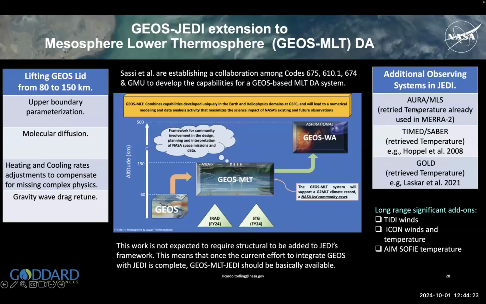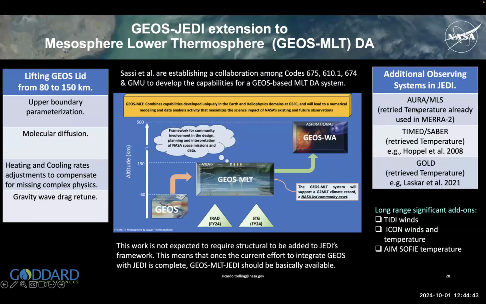The most immediate one is for MLT. We will be looking at using MLS, for example, or SABER data or GOLD and other data sets, with some other wind type observations as well. So we'll be looking into using these in GEOS.